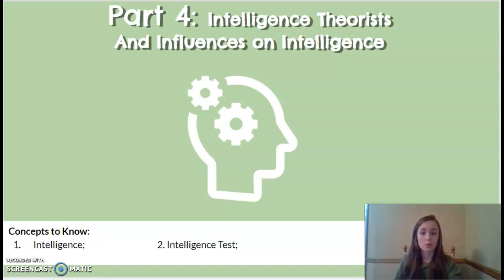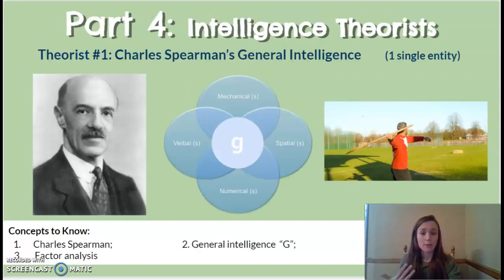So we are going to start with an intelligence theorist by the name of Charles Spearman. Charles Spearman was an early thinker in what intelligence was and how to measure intelligence. His theory is called general intelligence. He believed that intelligence was a single factor, and that single factor was made up of a lot of different abilities, and that individuals would be assessed in different areas, but together intelligence was one entity.